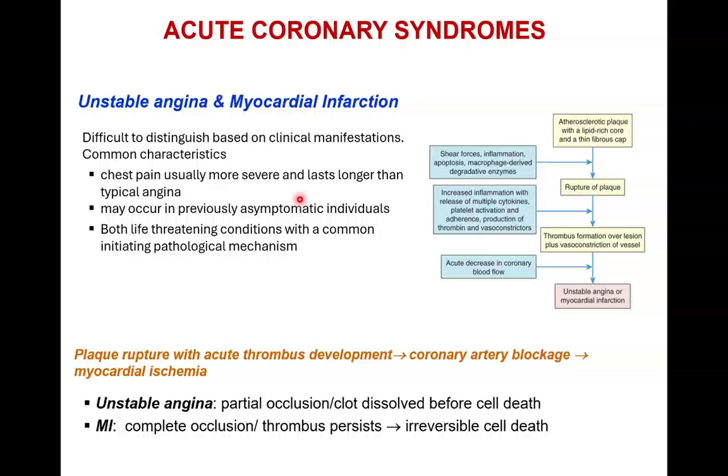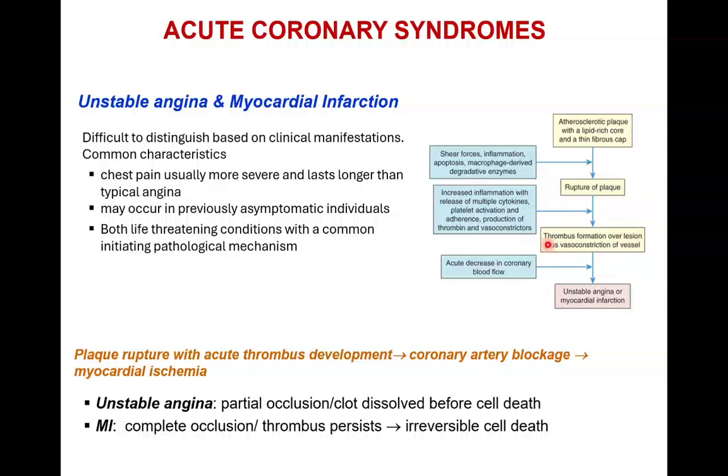Both conditions are life-threatening. This little flow chart that we see here is designed to show you the steps that lead to unstable angina or myocardial infarct, depending on the severity of the issue. So the damaged plaque, again, it comes back to atherosclerosis, usually ruptures and exposes underlying thrombogenic substances. Think of things like collagen. Collagen can activate thrombocytes and coagulation factors, leading to thrombus formation, and this can occur within minutes.